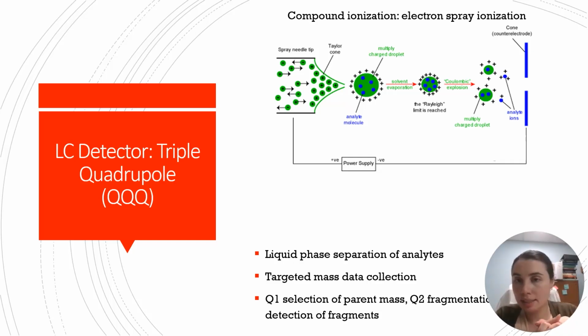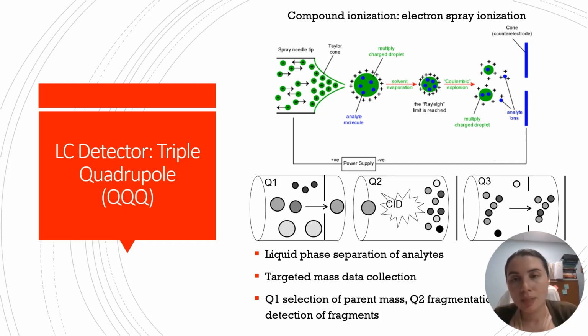As they shrink in size, you hit the Rayleigh limit, which is the shortest distance two of the same charges can be next to each other before repelling each other. And so once you've hit that Rayleigh limit, you go into the Coulombic explosion, in which your droplet explodes into essentially individual ions, charged particles in gas phase. And so your ionized fragments will enter the mass spec in gas phase in the LCMS as well.